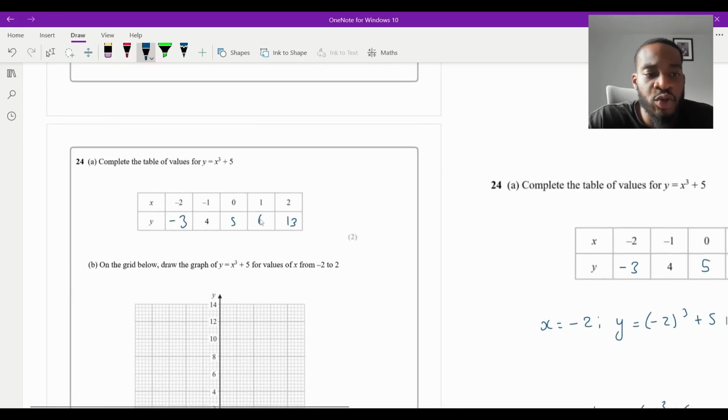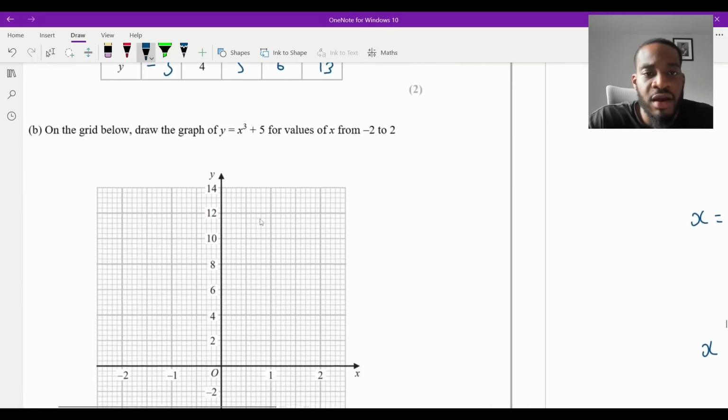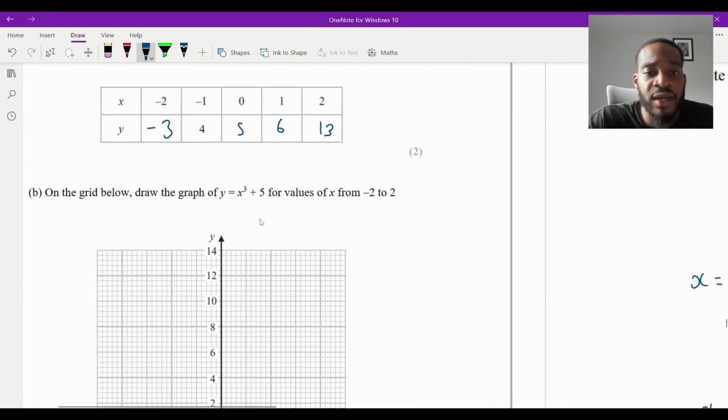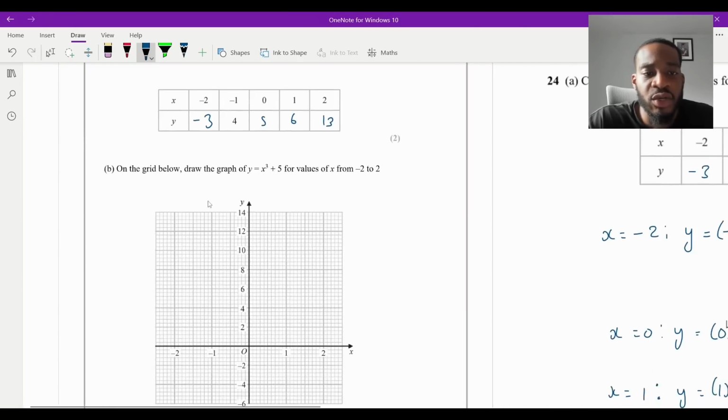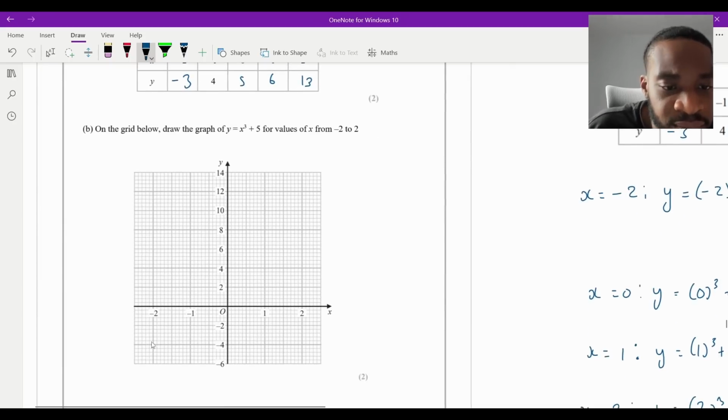Now, part B says on the grid below, draw the graph of y equals x cubed plus 5 for values of x between minus 2 and 2. So we should plot the coordinates here, don't we? So the first one is minus 2, minus 3, which is going to be over there.